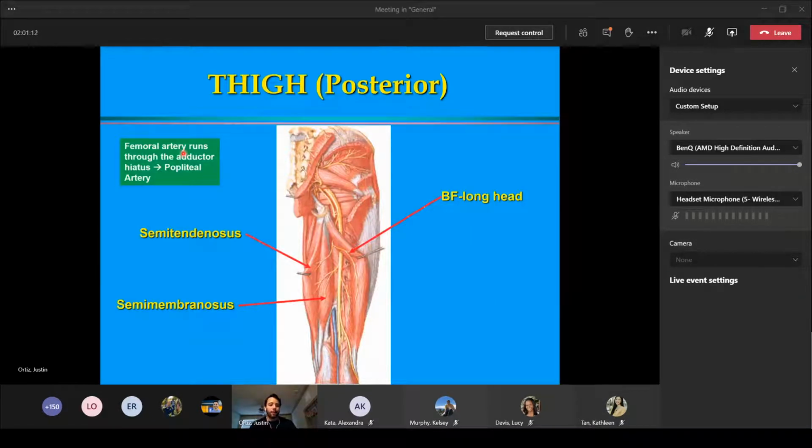Here, just know the femoral artery runs through the adductor hiatus and turns into the popliteal artery. I would say that's important. Eventually, when we start talking about that a little bit more, that's going to come up.